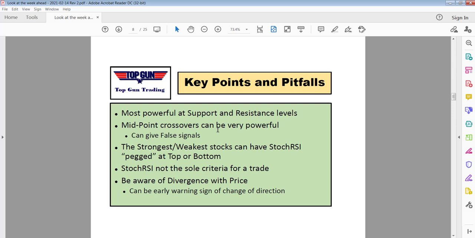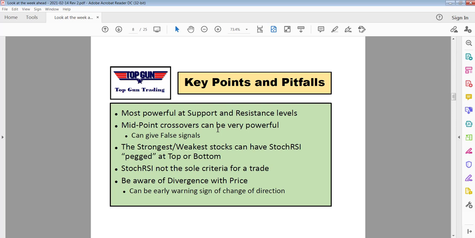There are some key points and pitfalls. The most powerful times to use the stochastics RSI cross up or down are at or near support and resistance levels. The midpoint crossovers I found to be extremely powerful when they work, but they can give some false signals, a kind of wobble, maybe halfway up or halfway down. It could work and it could not work. You'll have to play around with it for a while to determine what all the rest of the parameters are that make it good or not so good.